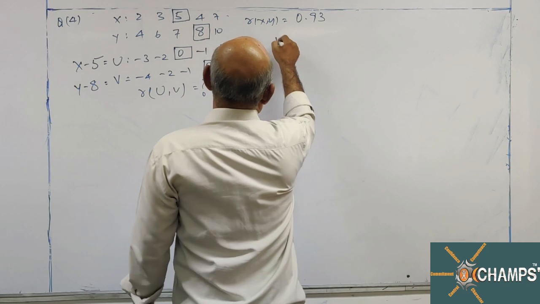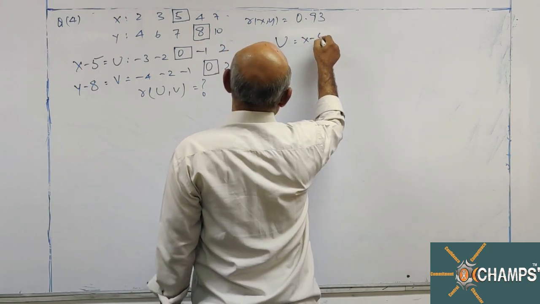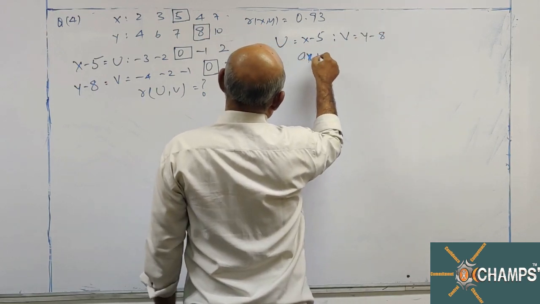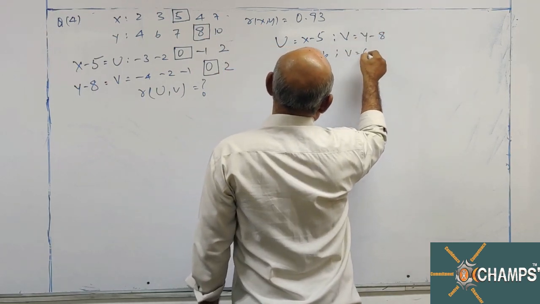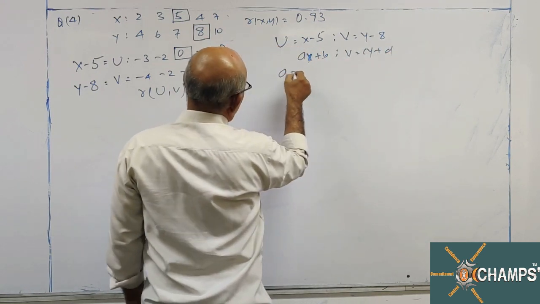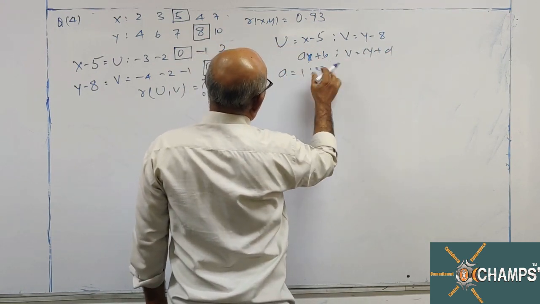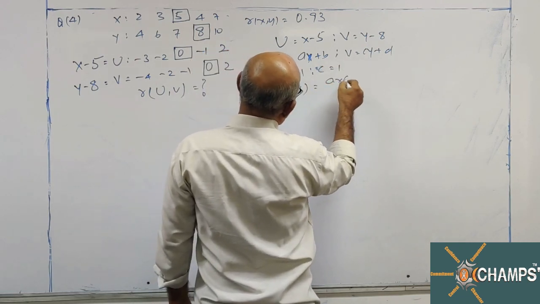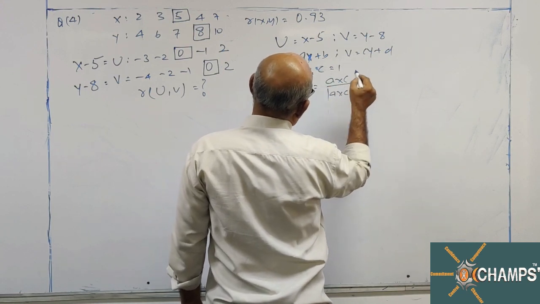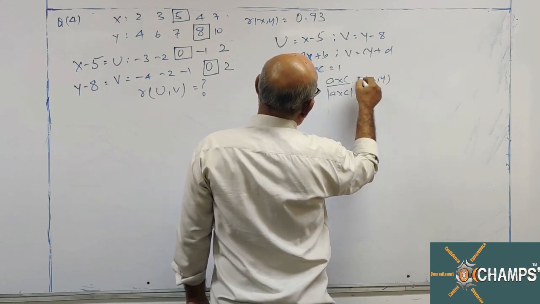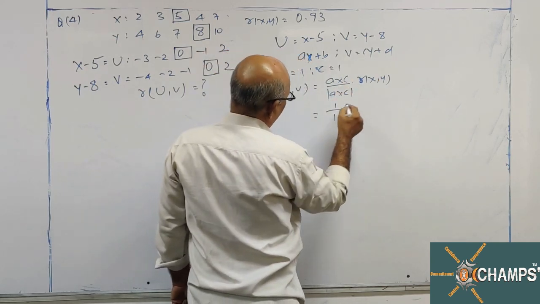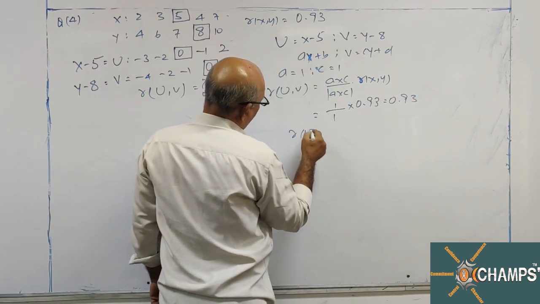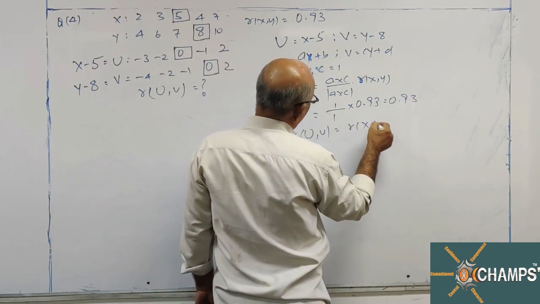Now you can write u is equal to x minus 5, v is equal to y minus 8. This is of the type ax plus b. This is cy plus d. A is equal to 1, c is equal to 1. R of u comma v is equal to a into c by modulus of a into c multiplied with R of x comma y. 1 by 1 into 0.93. So R of u comma v is equal to R of x comma y.